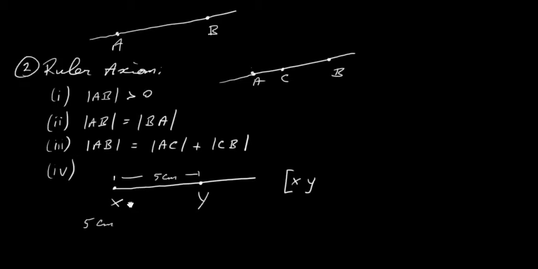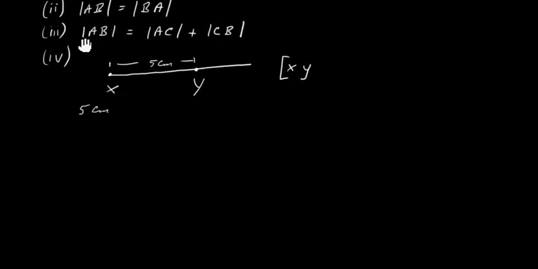Okay, so let's have a look at axiom number 3. We'll look at axiom number 3 now, and this one is to do with angles. It's called the protractor axiom.